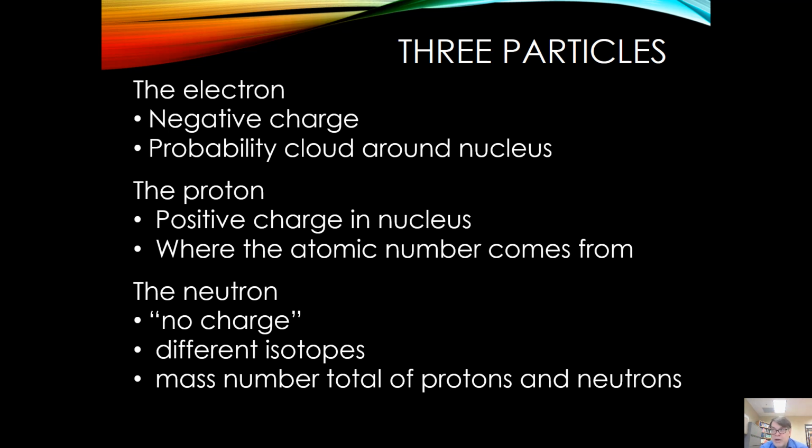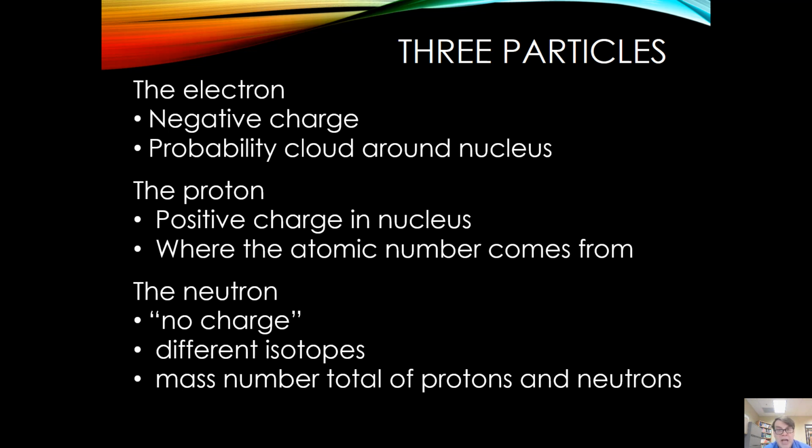And so uranium-238 is very stable. It has, I don't remember the atomic number of uranium. Maybe I can pull it up real quick. It's 92. Okay, so uranium always has 92 protons in its nucleus. But it can have various numbers of neutrons.